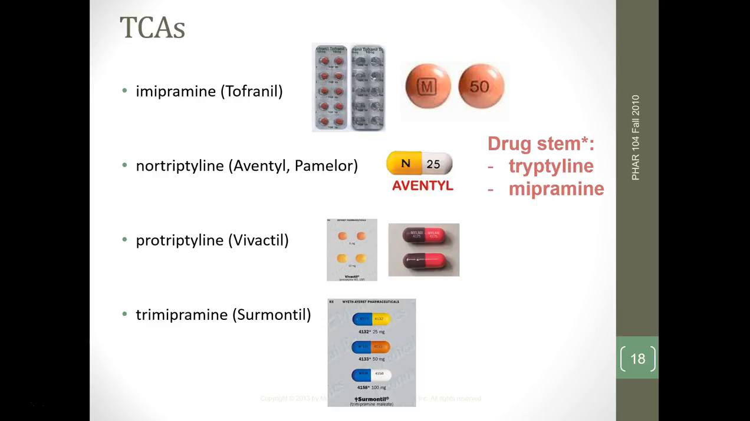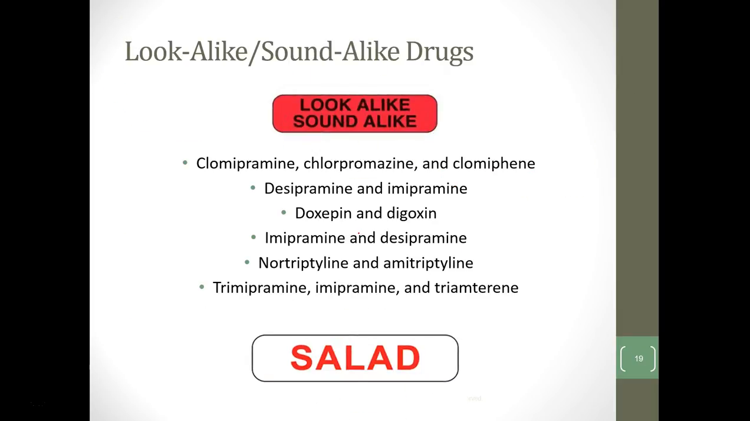Now, another little note for you on the imipramine, especially: imipramine is one of the drugs that's used for enuresis, for nocturia, for bedwetting. And it's approved for children as young as 6 years old to treat bedwetting.